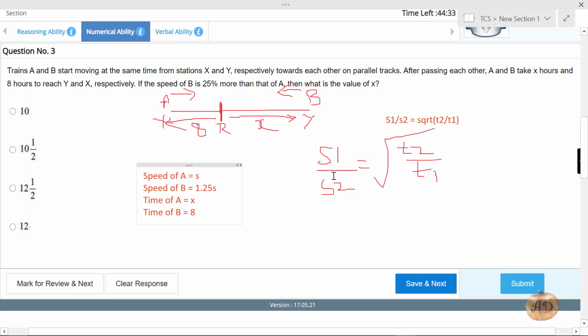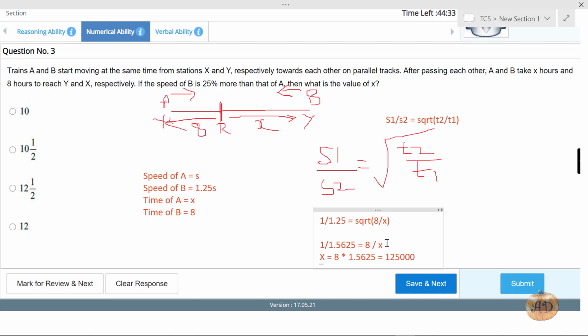So if you put these values into the equation, you will form an equation like this: 1 by 1.25 equals the square root of 8 by X. Okay, so it would be like 1 by 1.5625, because we will square both sides to remove the square root part, and then it would be equal to 8 by X. So when you send the value of X to the left hand side and 1.5625 to the right hand side, this would be 8 into 1.5625, which equals 12.5, and you can see 12.5 is given as an option. So this is the correct option here.